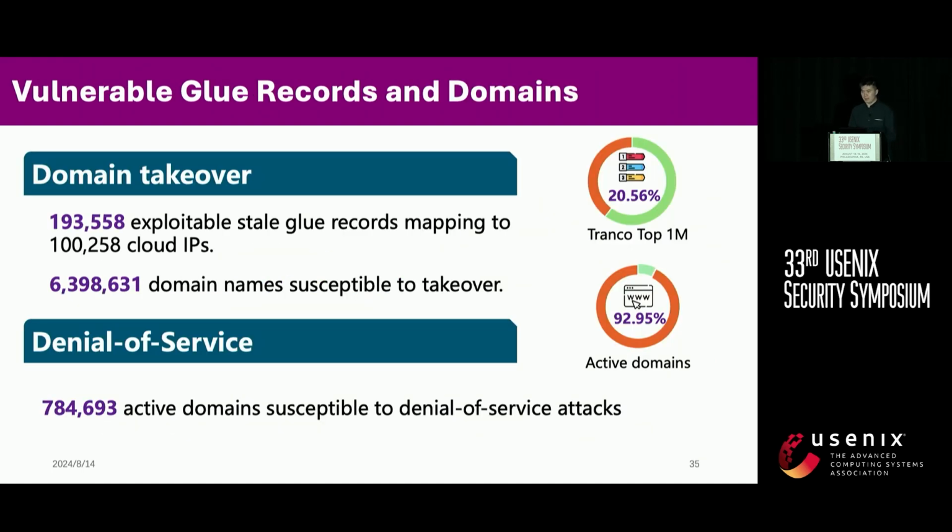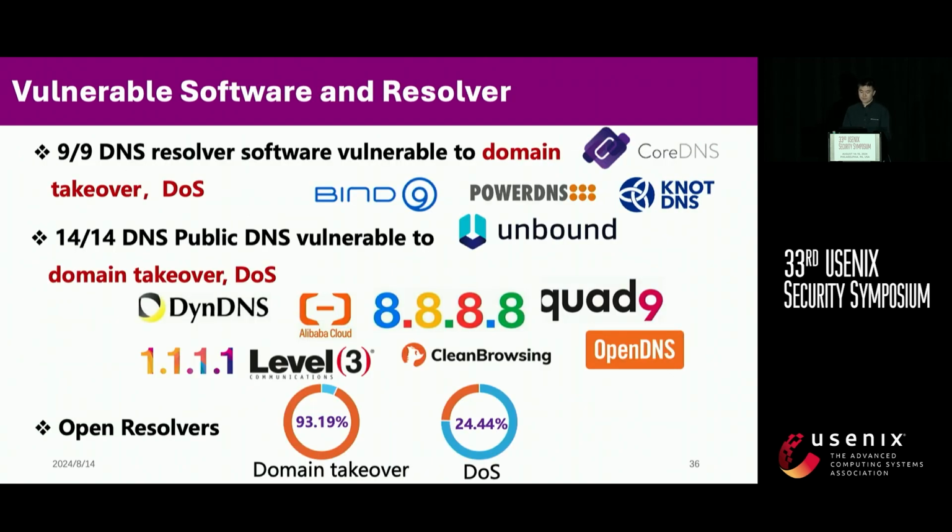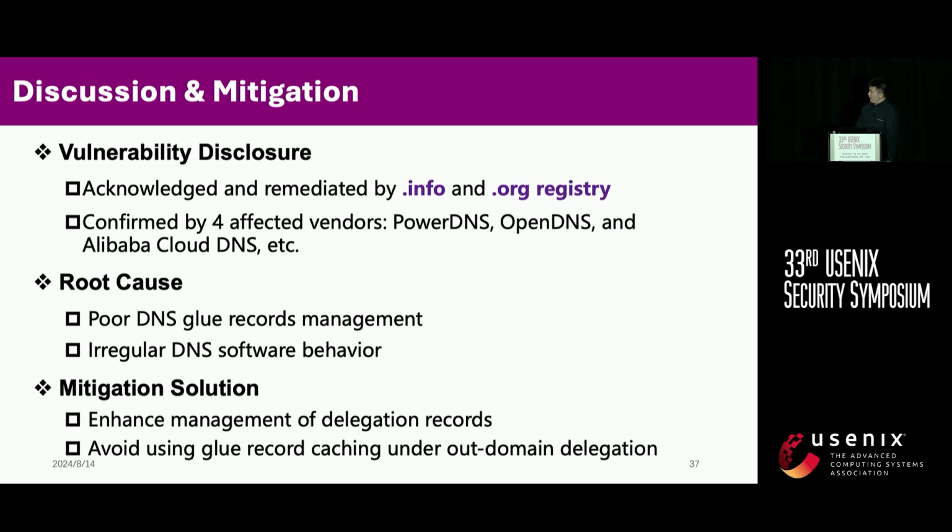Through evaluation, we find a large number of domains are susceptible to takeover or denial of service because of their stale glue records. And 20% of these domains are even ranked in the top 1 million by the Tranco top sites. We also find several mainstream DNS software and public DNS services are vulnerable due to their misuse of glue records. We have disclosed these risks to all affected vendors. Among the top-level domain registries, .info and .org have confirmed the mismanagement issue and are clearing up the stale glue records from their zone files.